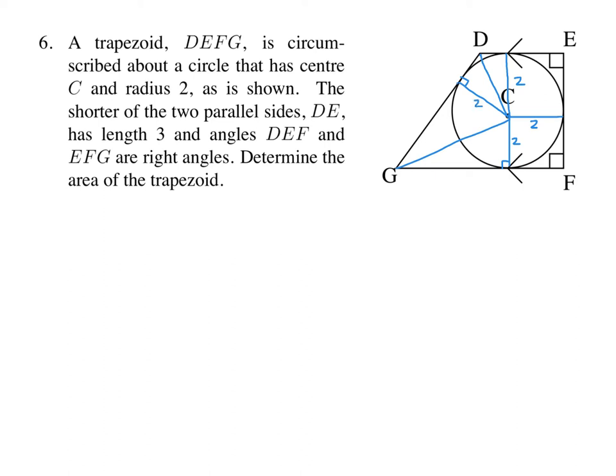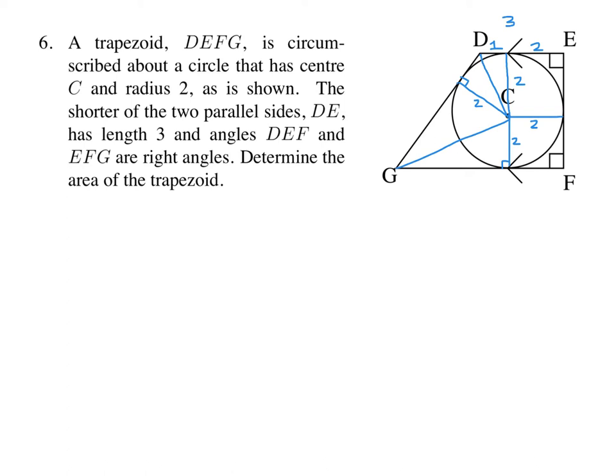And then what else do we know? The length is 3 of DE. So from here to here is 3. So I'll just put a 3 up here. Now from here to here is 2. That's helpful. So that means from here to here is 1, correct? Because 2 plus 1 is 3.